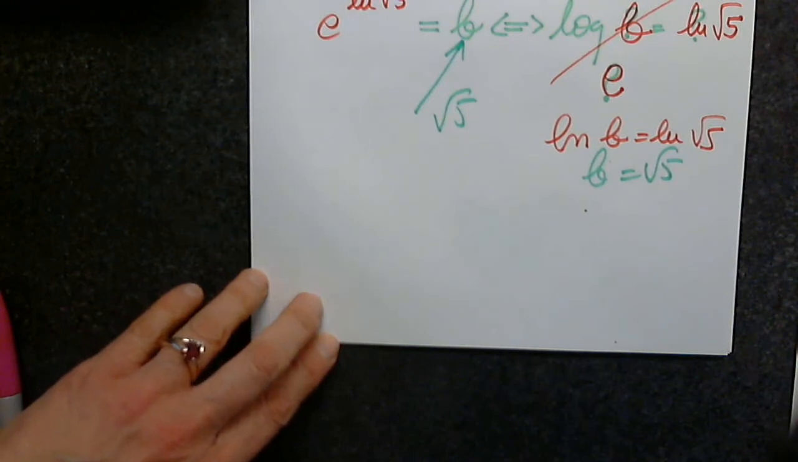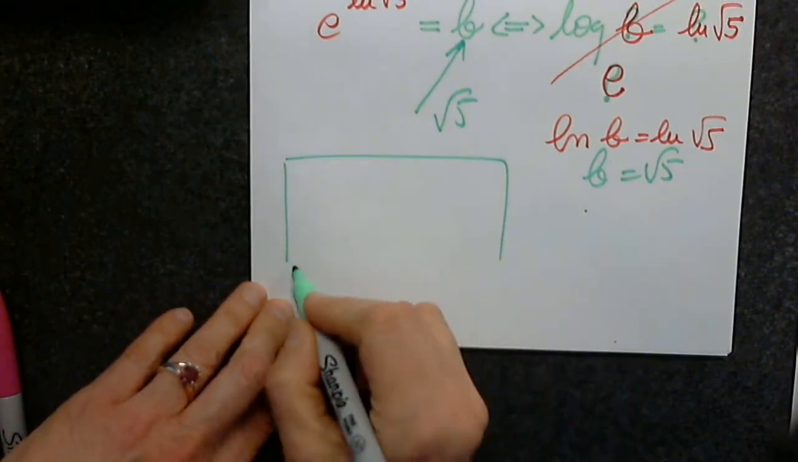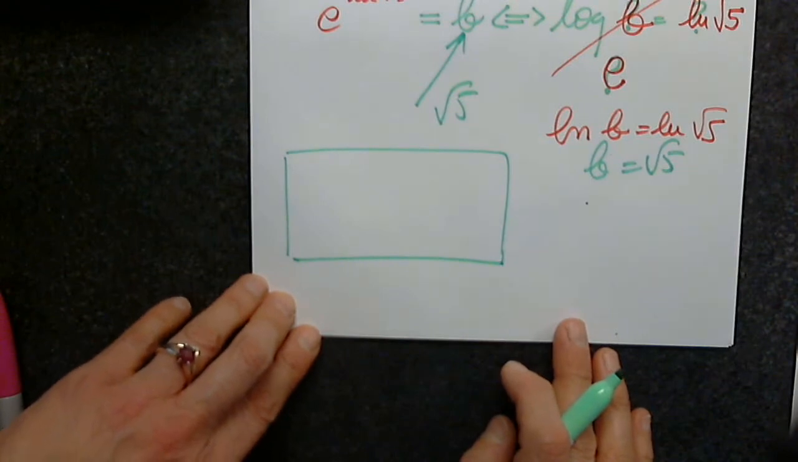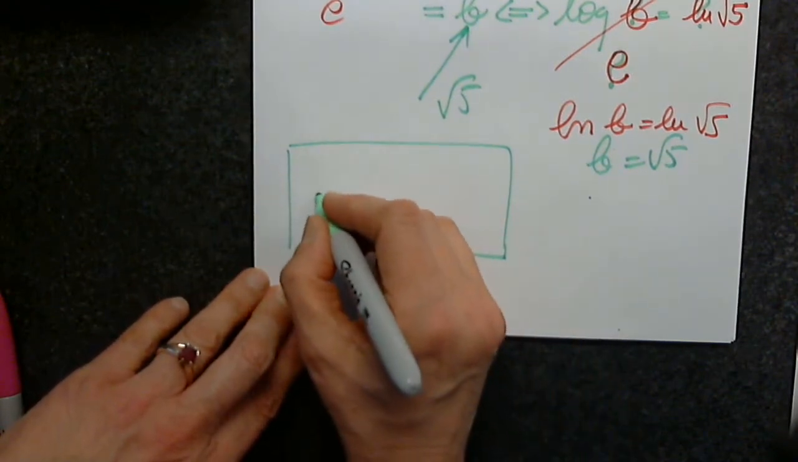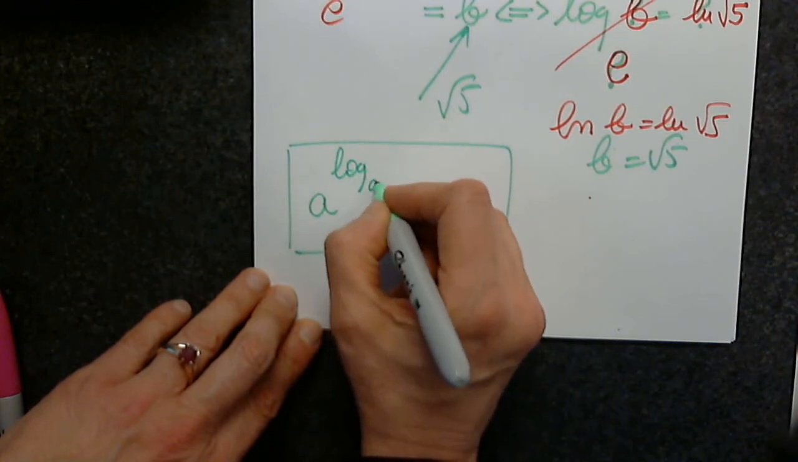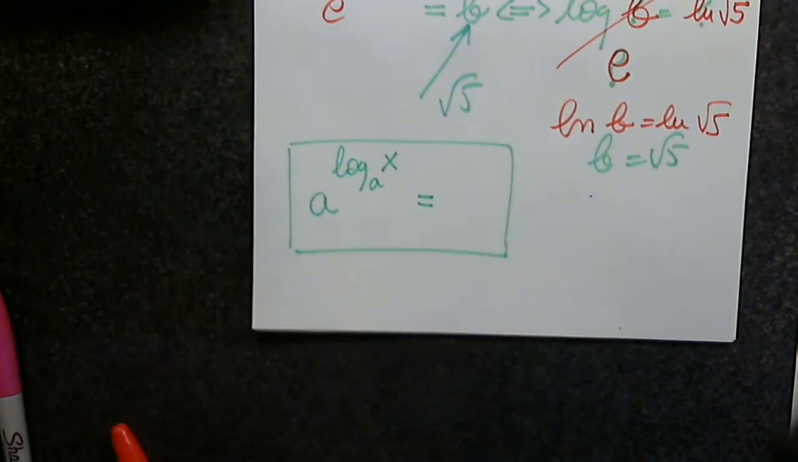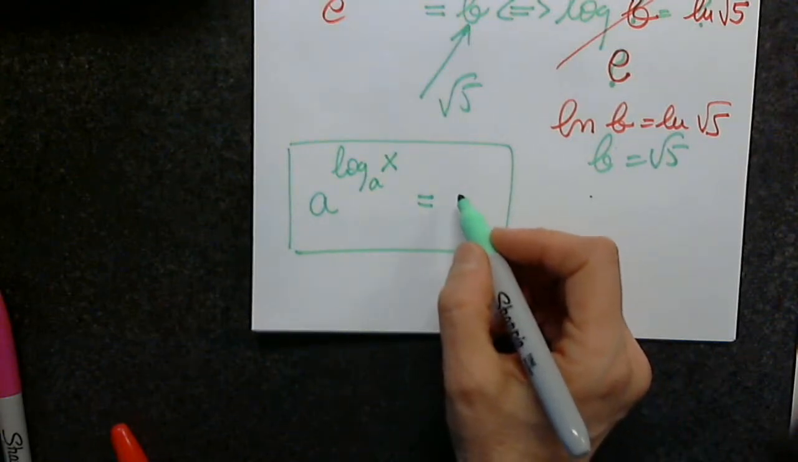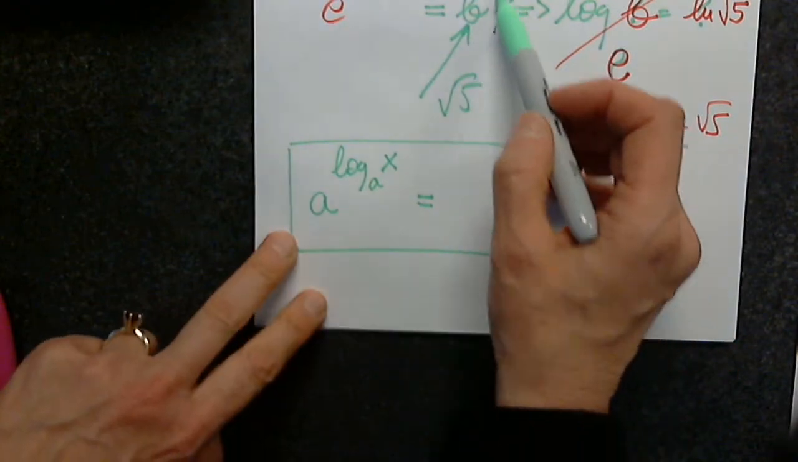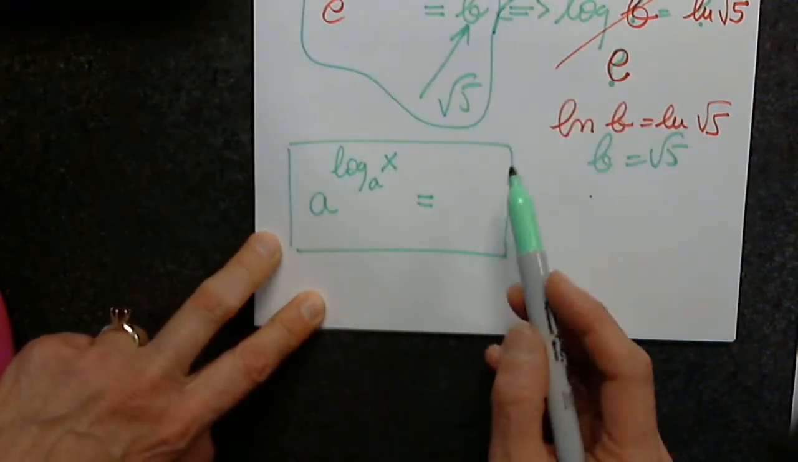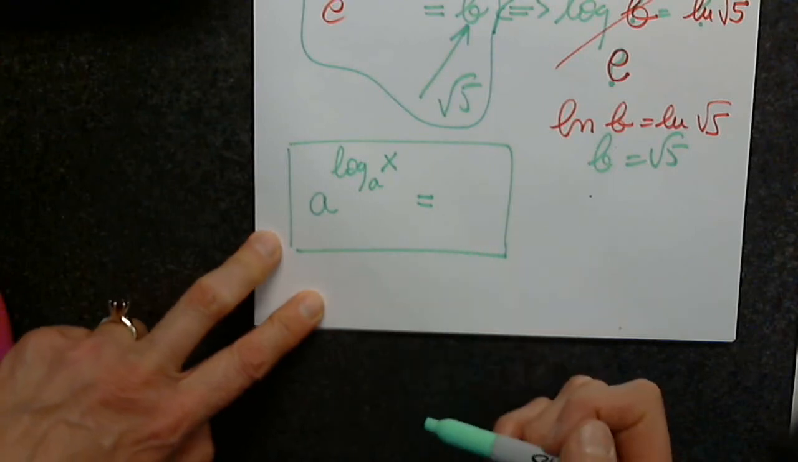So in general now, the formula is, I'm not going to test you on this because you're not going to see it again till Calc 2. The general formula is a raised to log base a of x is, compare this to that, and tell me what I should write here. x, of course.